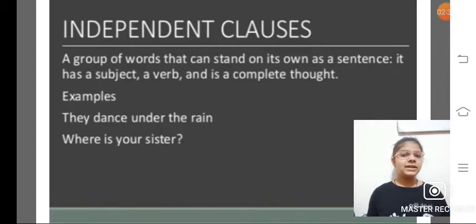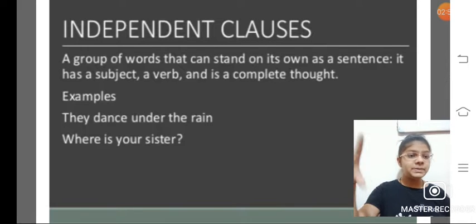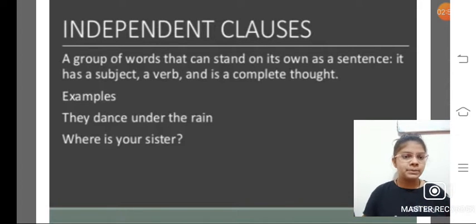Its example is like this: they dance under the rain. Now this is a clause, and it gives you a complete sense. Because we have used "they" there, it is a group of people dancing under the rain. The second example is, where is your sister? Yes, it gives a complete thought, a complete sense. It doesn't make an incomplete thought, right? So it is an independent clause.